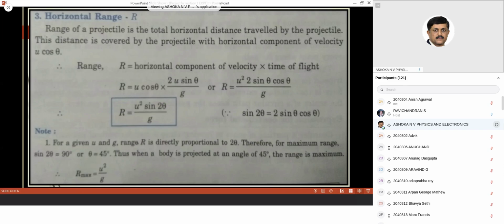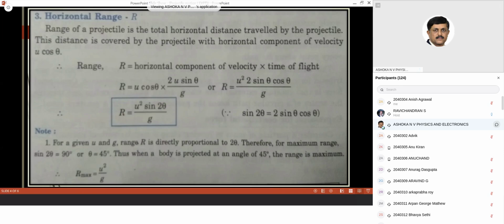Another trigonometric relation you are all familiar with, I think this is one of the standard relations: sine 2 theta can be written as 2 sine theta into cos theta. We have this 2 sine theta into cos theta that we can replace by sine 2 theta. Sine 2 theta is equal to 2 sine theta into cos theta. Therefore, based on this, we can calculate this horizontal range.